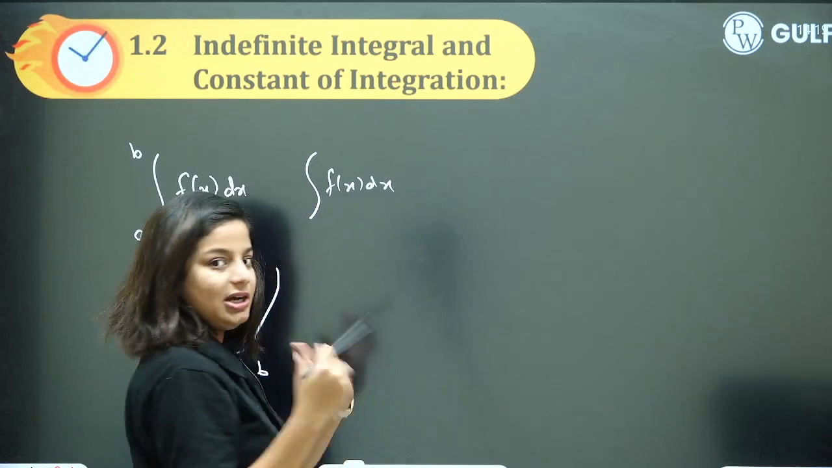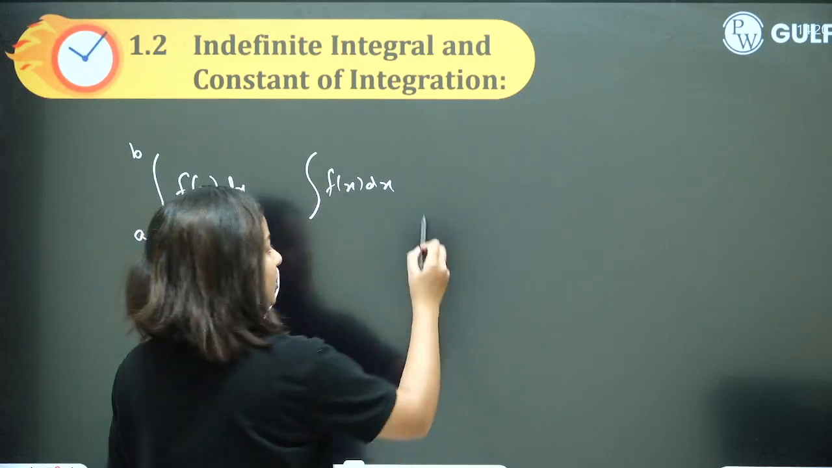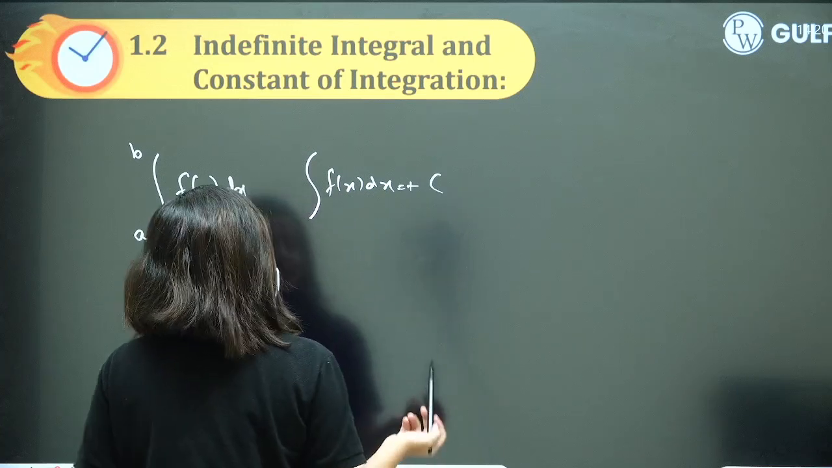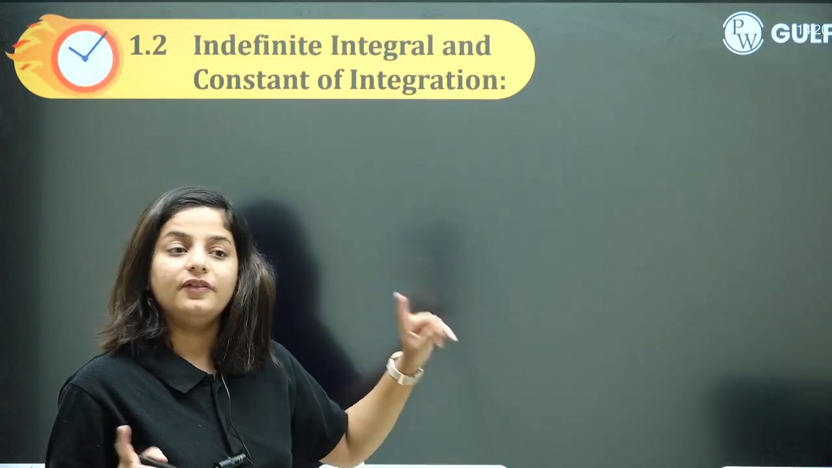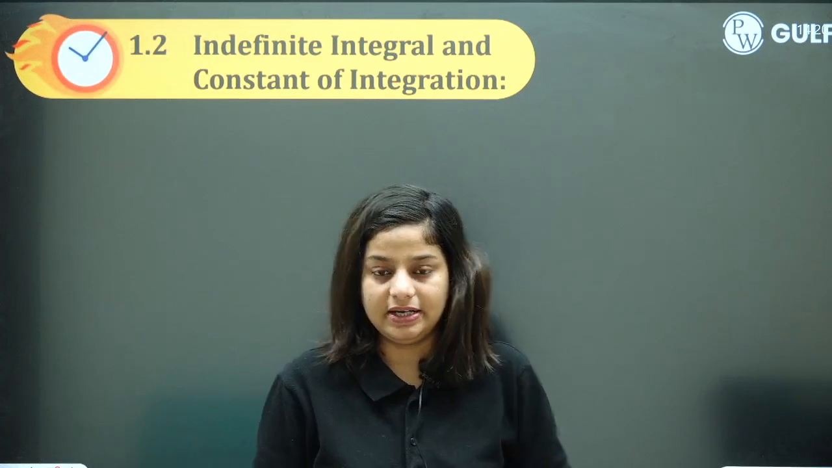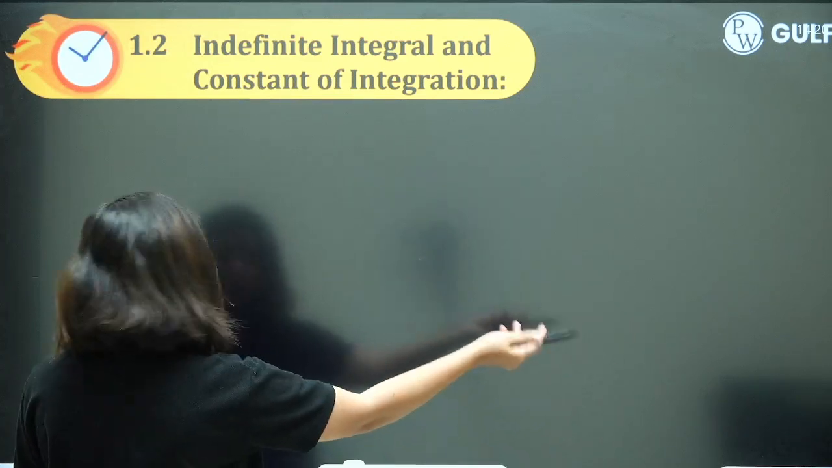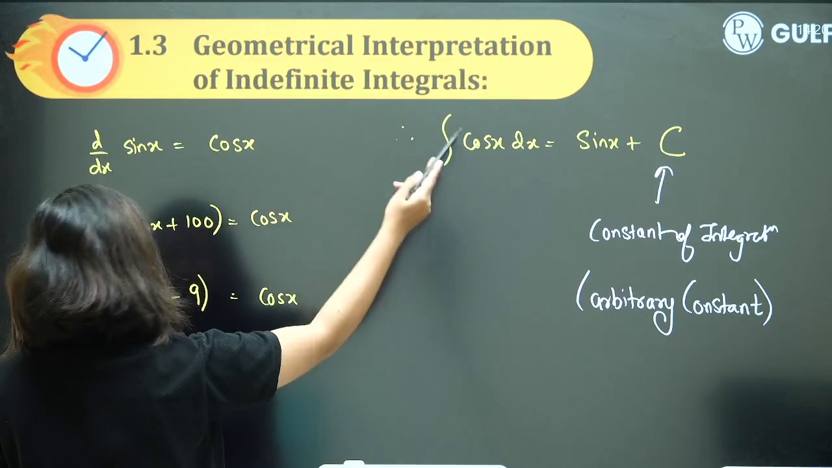So while you are integrating, because it's indefinite, we don't know the boundary, in the answer you will get plus C. That plus C itself signifies it's indefinite integration. If there is no C, it will be definite. I will talk about the next slide, geometrical interpretation of indefinite integral here.